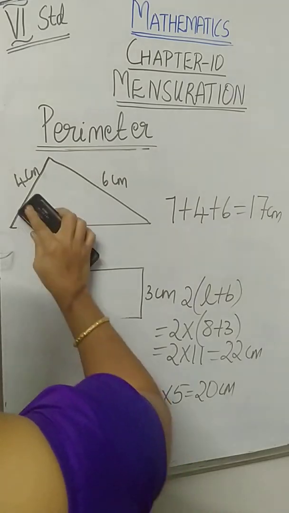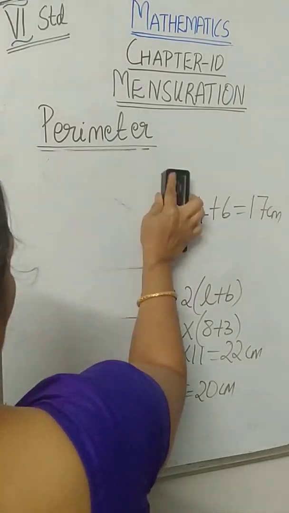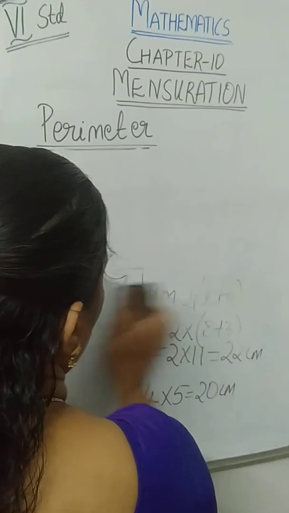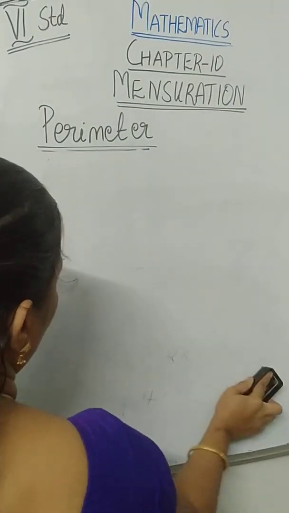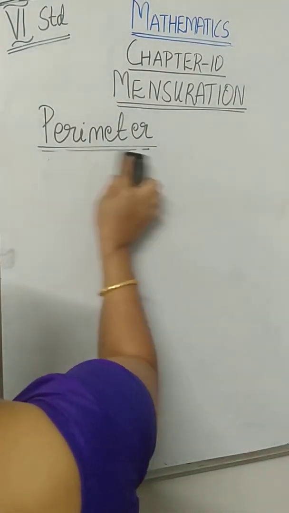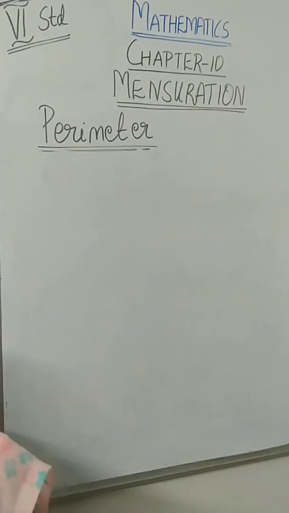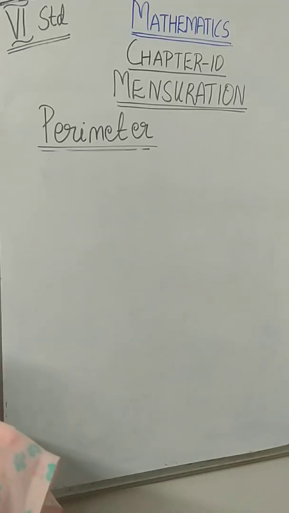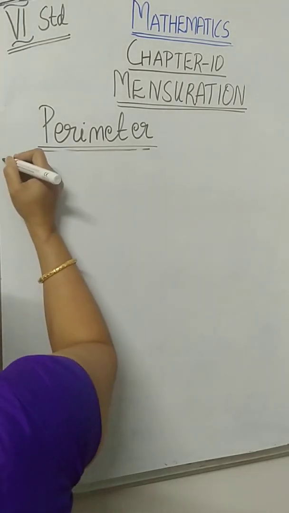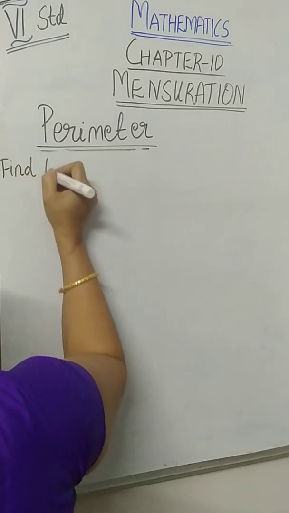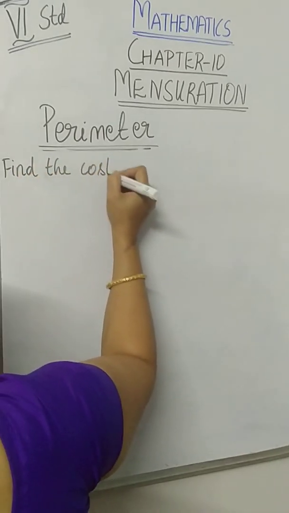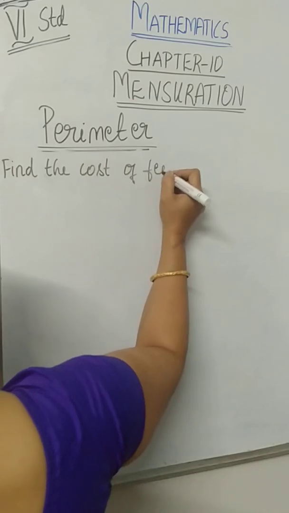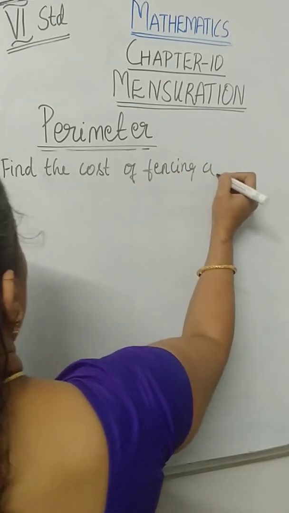Now, let us learn some of the word problems which is given in your reader, how to calculate them. Now look here, there is a question in your reader. Find the cost of fencing a square park, I'll write it.